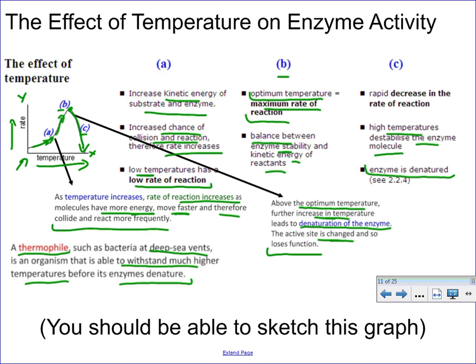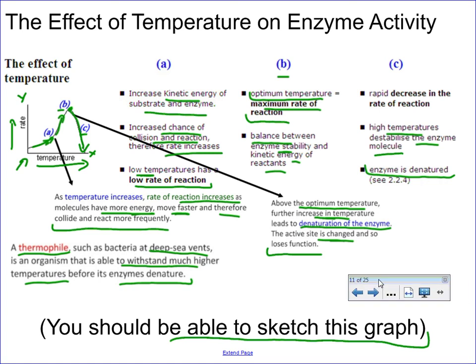One of the important things that you should be able to do is sketch this graph and point out some of the important parts of what's going on here: where the optimum temperature is, and why an increase in temperature beyond the optimum temperature causes such a rapid decrease in enzymatic activity.